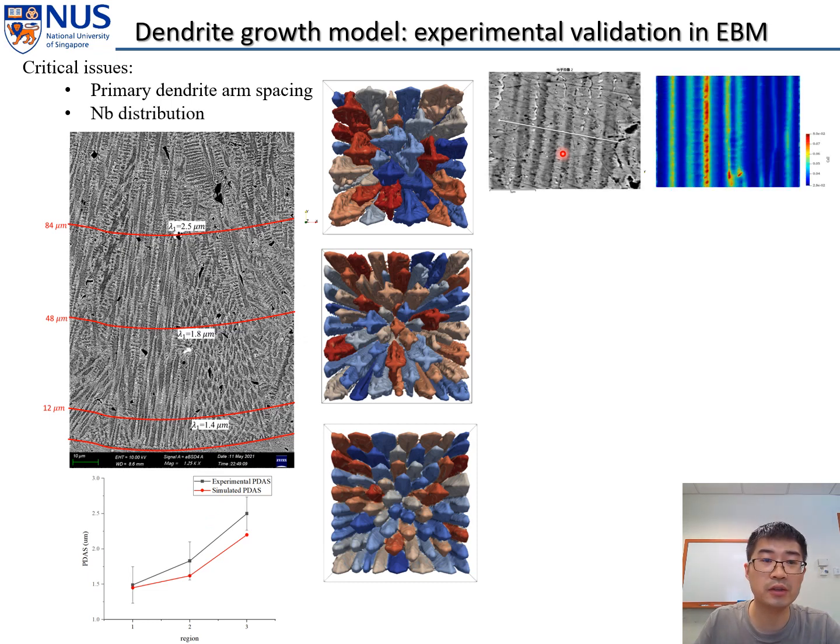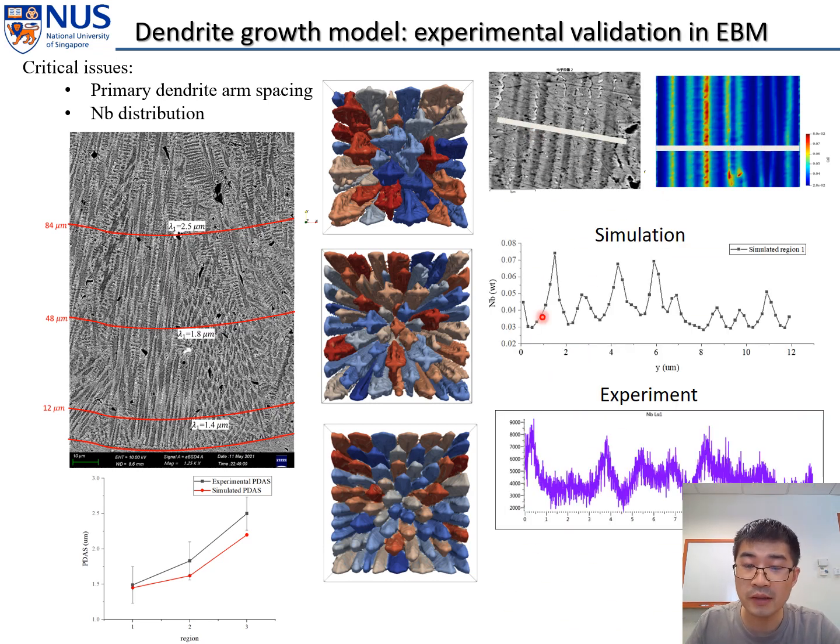And the second critical issue is the niobium distribution. This is the experiment and this is the simulation. We extract along a curve and then extract the niobium distribution. You can see the peaks and valleys. The peaks in both simulation and experiments show similar patterns.